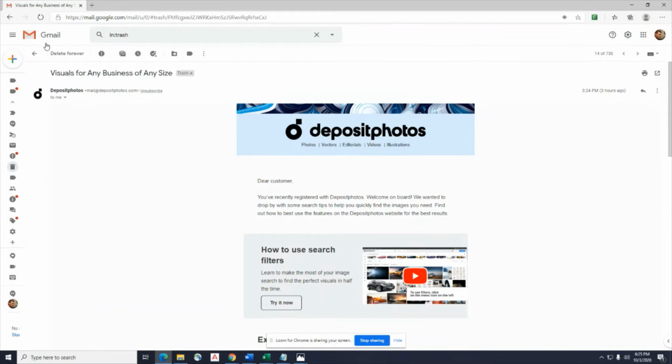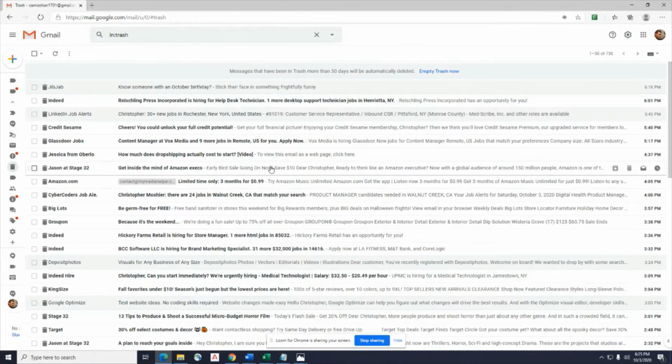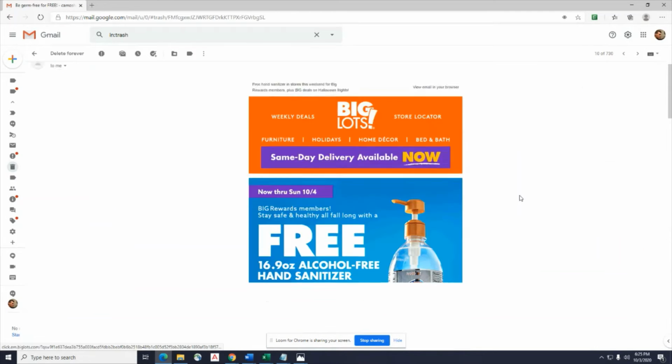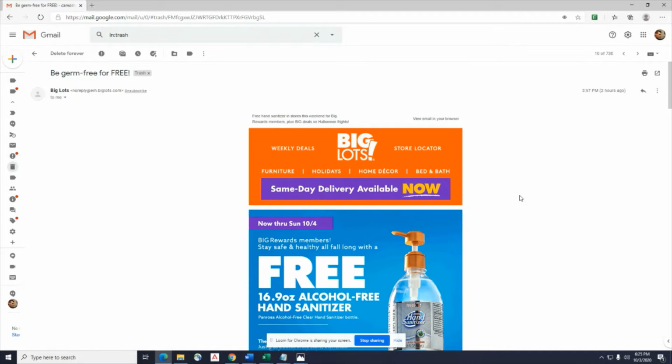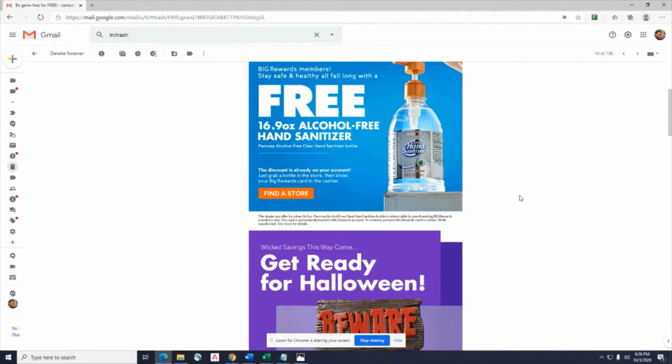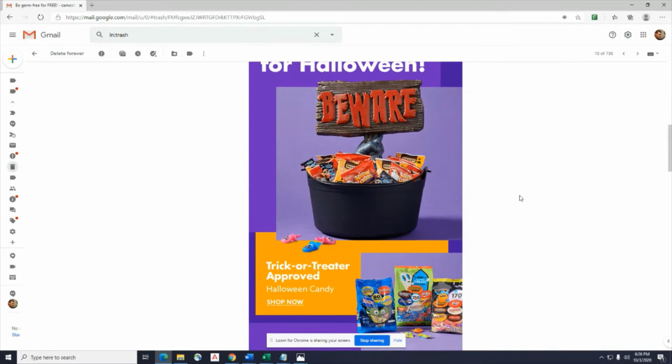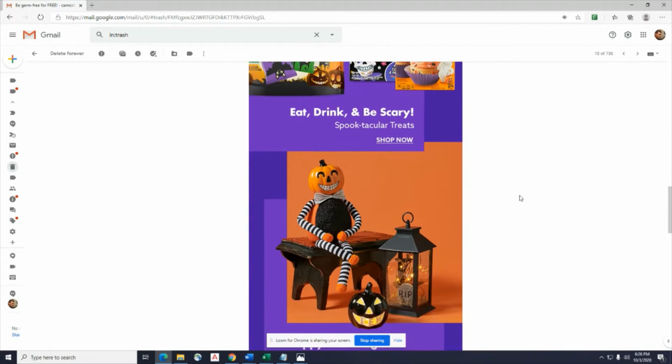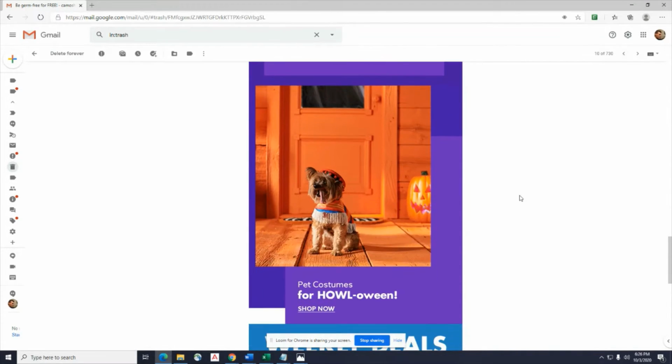So let's go back and let's see what else I got in this mess. Let's see, well, Big Lots. Yeah, there's a big retail store. Kind of gives you an idea of what it's doing and how it's showing its products. And this is all useful stuff. This all gives you good ideas. And very visual. Halloween is coming.